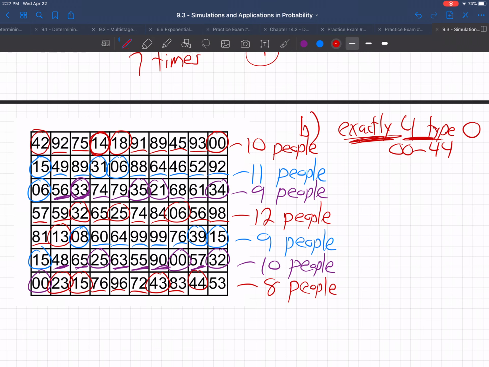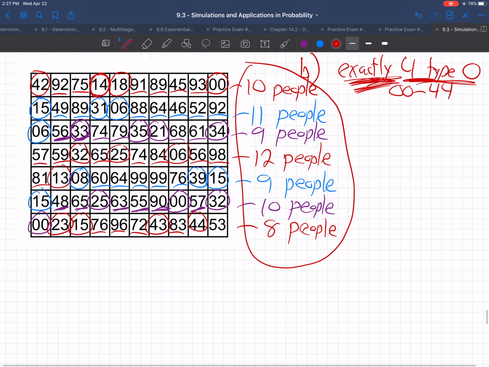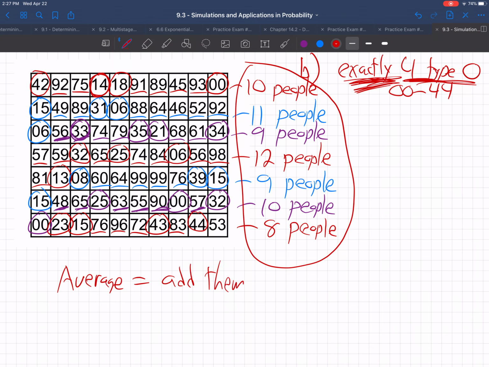So we have all these numbers. This is how we did it several times. It's how many people had to come in to the blood bank for us to get exactly 4 type O's. So we need to find the average for these. They want us to estimate the average. So how do you find the average of a bunch of numbers? Add them up and divide by how many numbers? 7, because there are 7 numbers, right? To figure the average of a bunch of numbers, you add them up and divide by how many numbers.